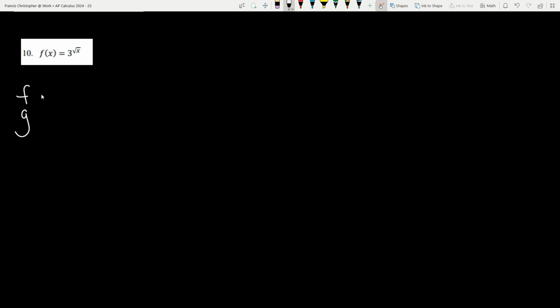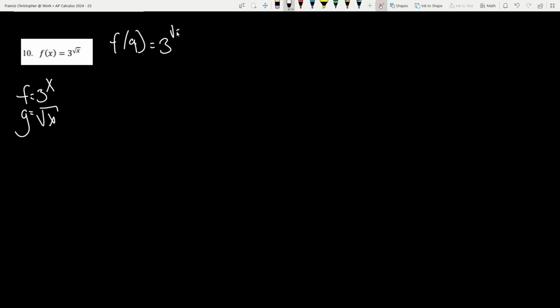Outer function is going to be 3 to the x. G is going to be root x. You can check this. If you plug in g for x, you get 3 to the root x, which is the original problem. And you can also think about this again as, well, I do root x first when I actually go to evaluate f of something, like, I don't know, f of 9.